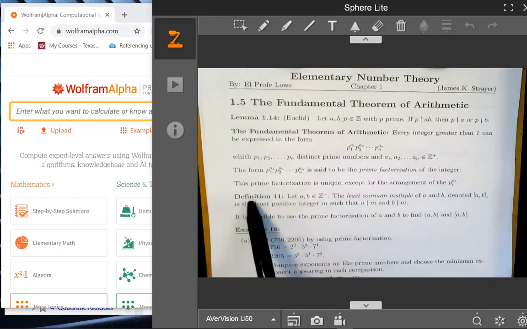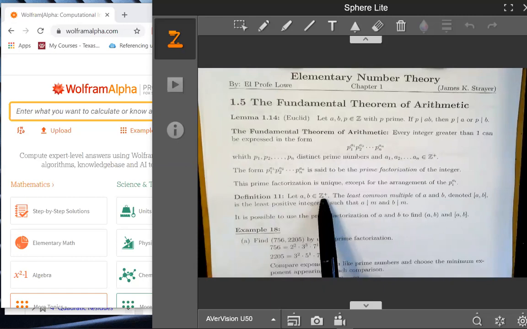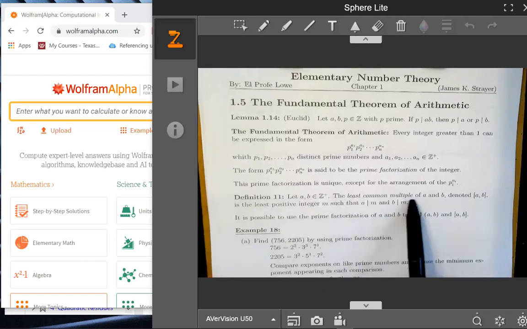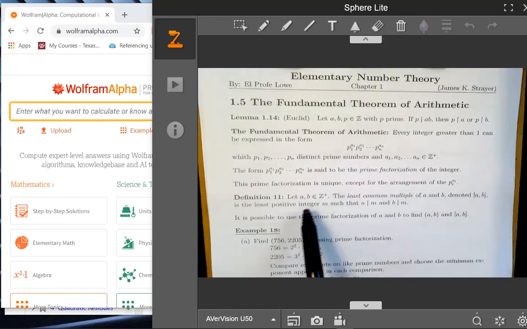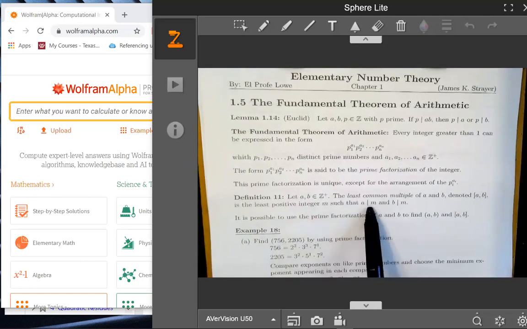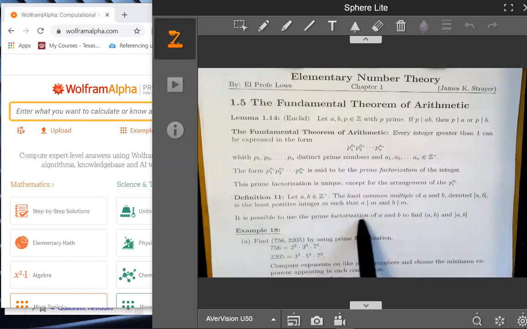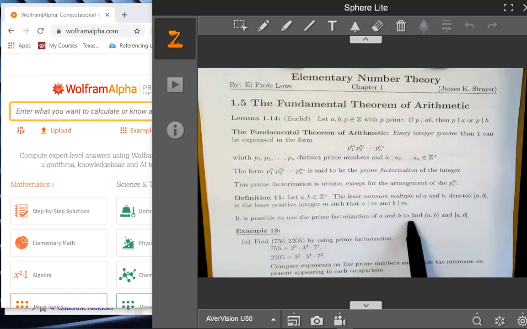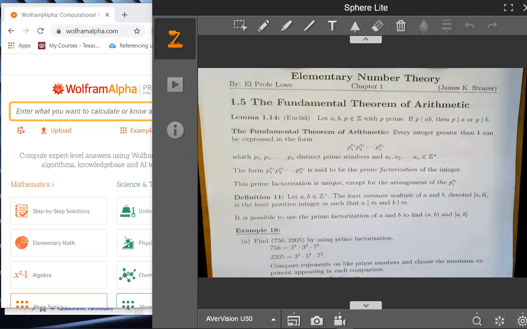Well, one place is based on this definition where we say let a and b be positive integers. The least common multiple of a and b, denoted with these brackets a comma b, is the least positive integer m such that a divides m and b divides m, okay? It is possible to use this prime factorization to find both the greatest common divisor, done with parentheses here, and the least common multiple, with the notation with the brackets.